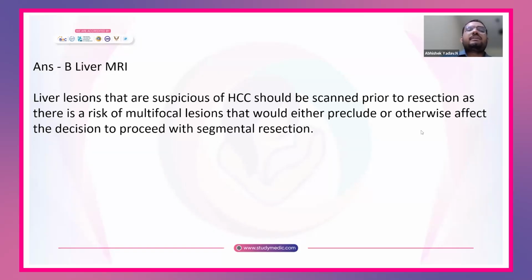Okay, here the liver MRI, because once you suspect the presence of hepatocellular carcinoma, we have to look whether it is a focal lesion or a multifocal lesion. What is the amount of spread? How do we want to manage it? That's all required for the management. So we require a liver MRI. That's the most appropriate investigation in this.